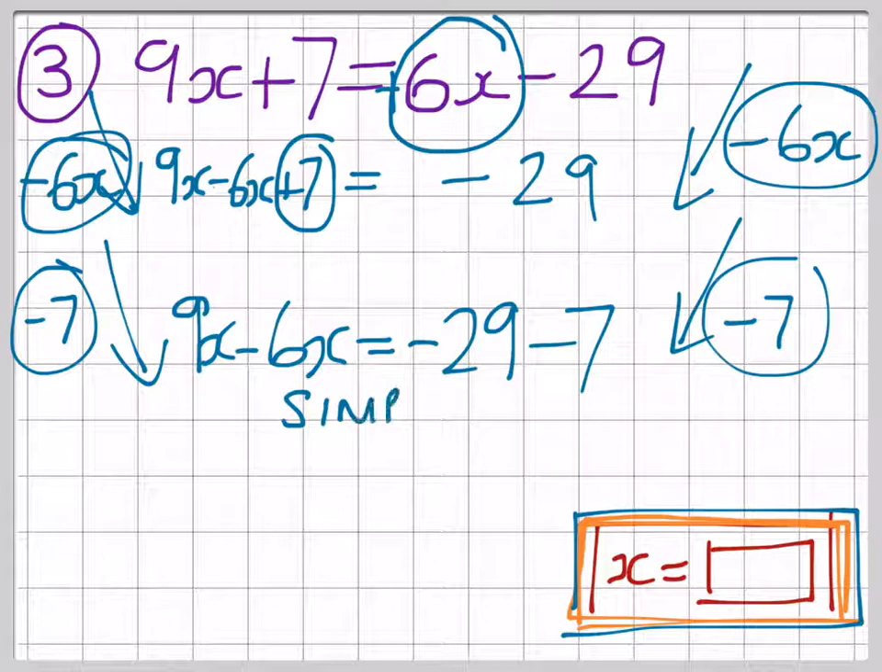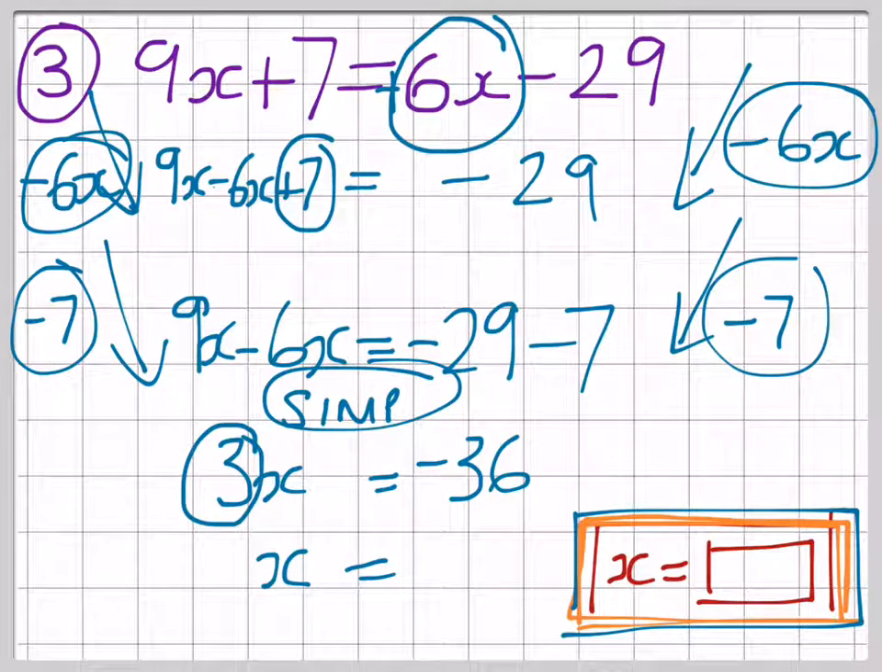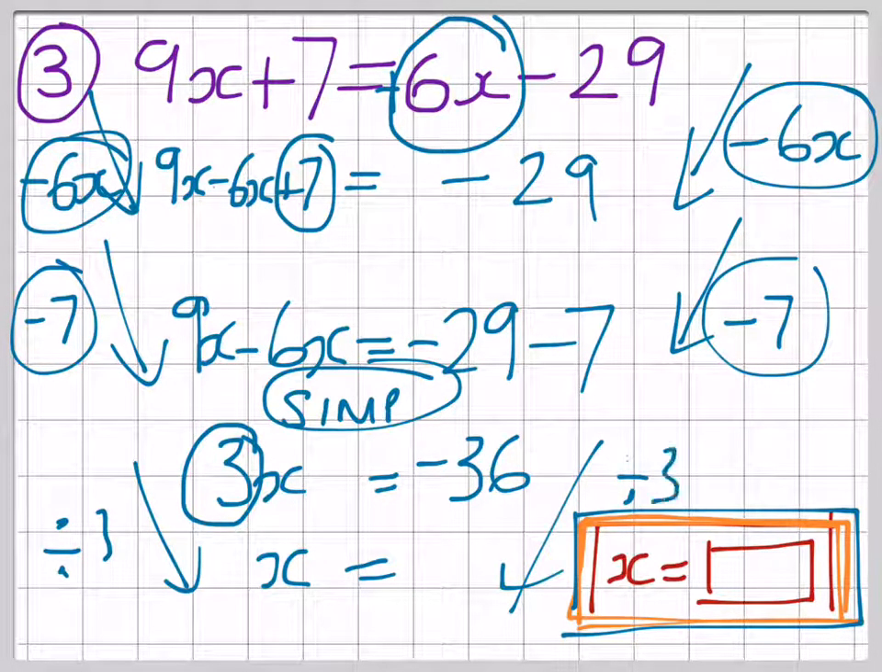So at this point, we need to simplify. How many x's have we got on the left? Well, 9x takes 6x is 3x. And what have we got on the right? We've got minus 29, take away another 7, which gives us minus 36. We need our answer to be x equals, so we need to get rid of this 3. The 3x means 3 times x. So the opposite of timesing by 3 is dividing by 3. Same on both sides. So x would equal minus 36 divided by 3, which would be minus 12. So our answer is x equals minus 12.